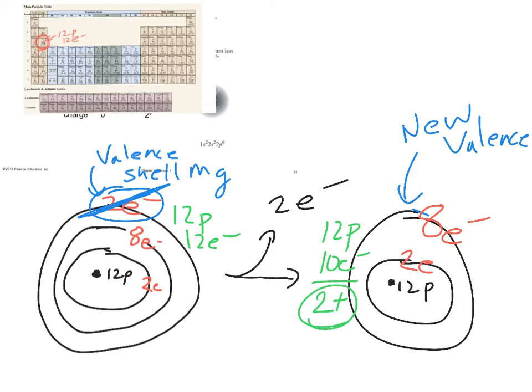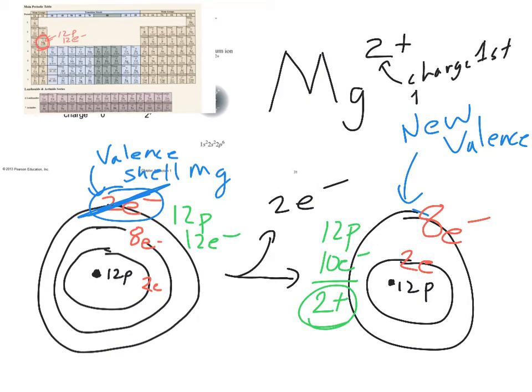We write the symbol for magnesium with a +2 charge by writing the elemental symbol for magnesium. Then we write the magnitude of the charge and then the sign. Remember, for ions, it's the opposite of the way you do it in math class. For ions, you write the magnitude first, then the sign.